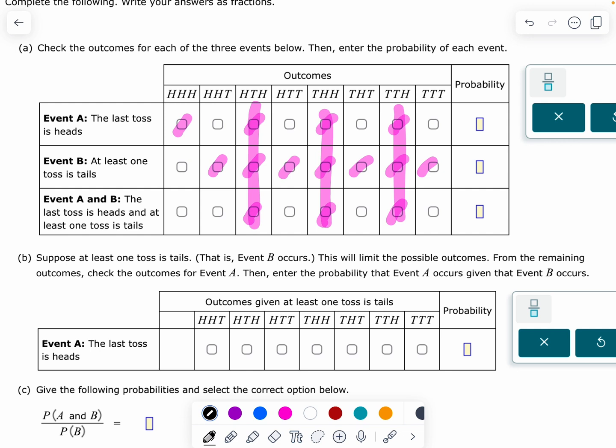Okay. So now I'm going to do my probability here at the end. So in this event A, I checked 1, 2, 3, 4 out of all 8 boxes. So 4 out of 8, which is 1/2. The other one, I checked 7 out of 8. And this one, I checked 3 out of 8. All right.